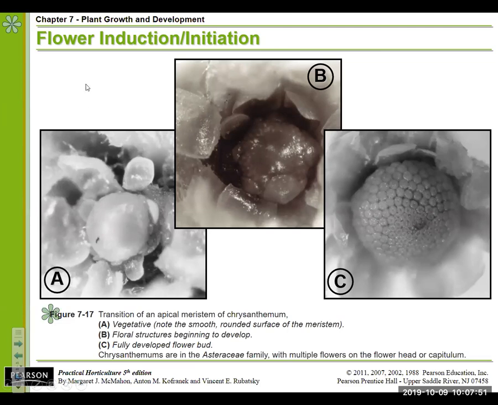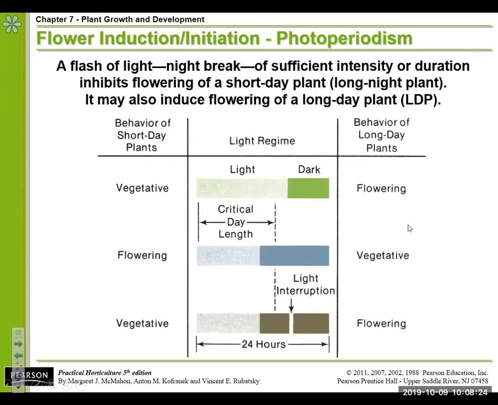So here's just an example of changes, in this case, in the apical meristem of a chrysanthemum, of the flower being first induced and then initiated. It's starting off kind of vegetative, and the cells are developing and dividing through mitosis, and they're going to shift to meiosis, developing the gametes, the sexual parts of the plants, which we'll talk about later on. And then they fully develop into a flower bud before they're able to open up into the pretty flowers.